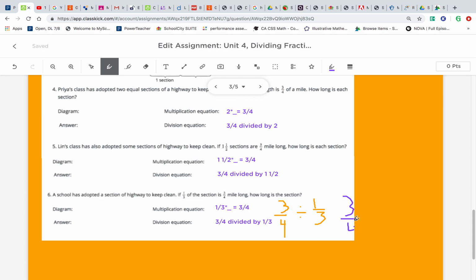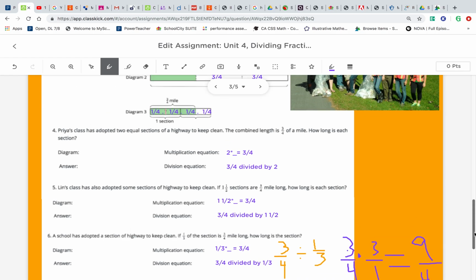So this is the same thing then as 3/4 times 3/1, right? Because we just took that fraction and flipped it upside down. So we got this. So 3 times 3 equals 9, right? And then 4 times 1 equals 4. Okay, so we're working with 9/4.